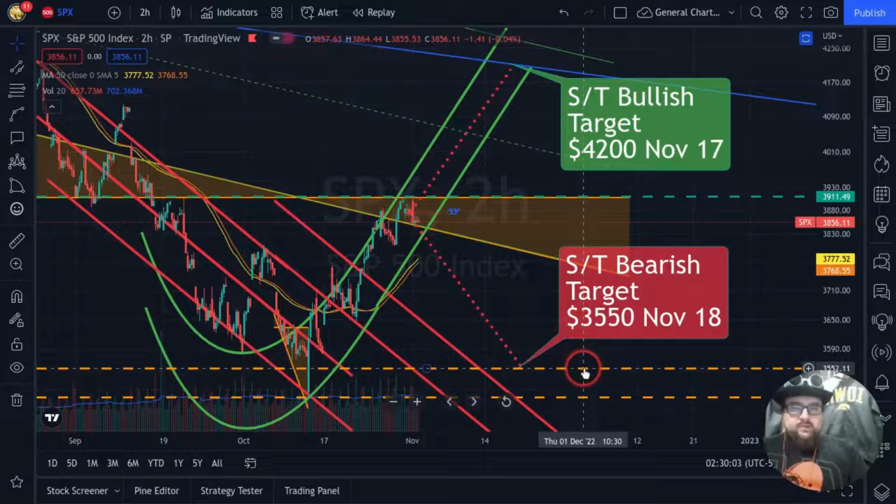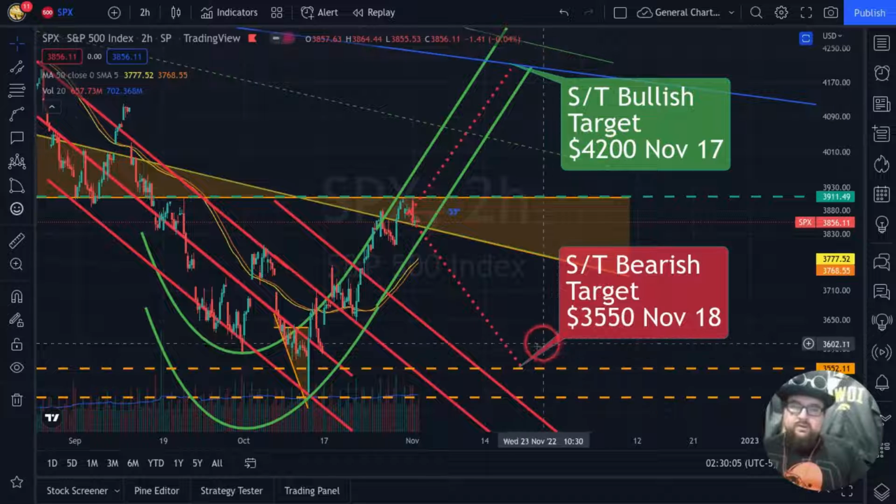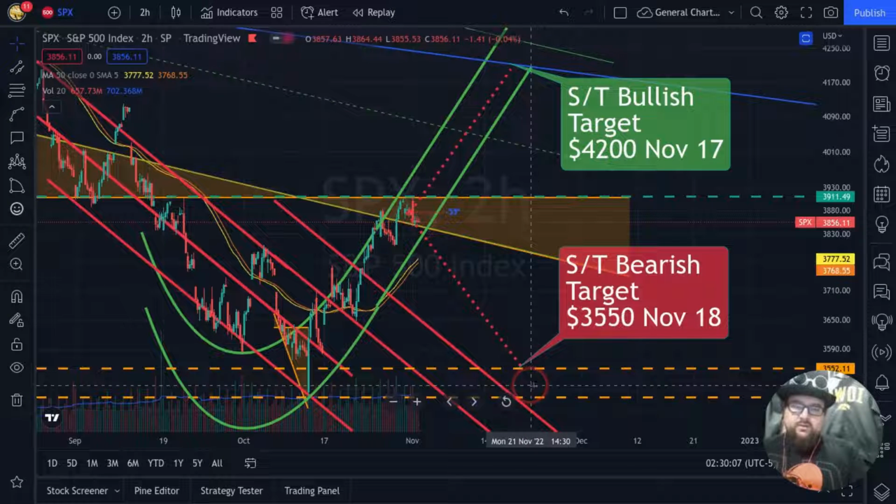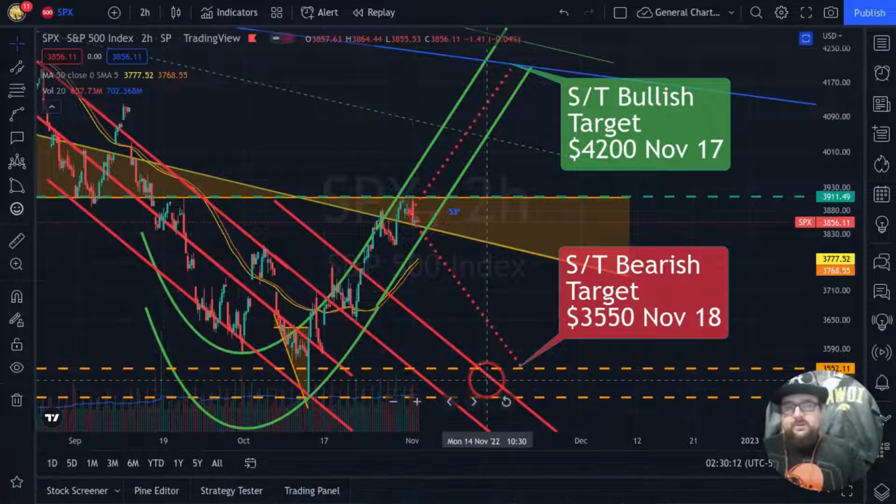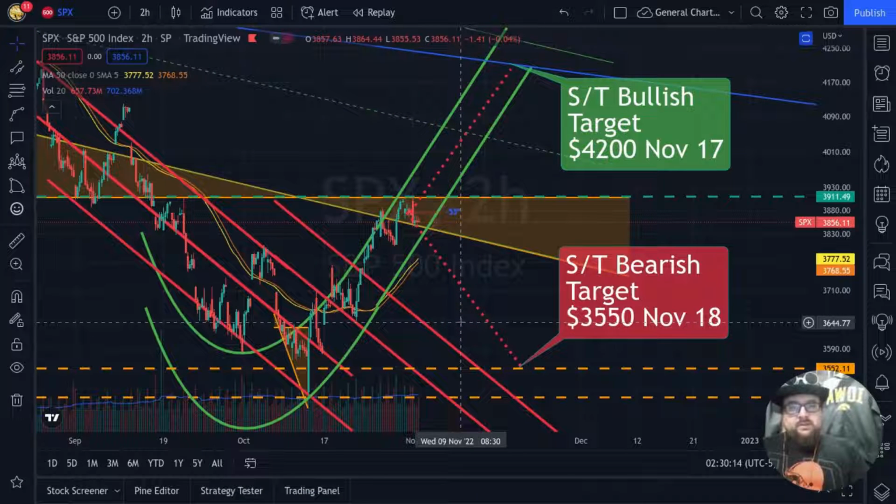So that could be the target, but it could continue down in that downward trajectory, could take out the low, and down lower and lower we go. So that's what we're looking at in this pattern.